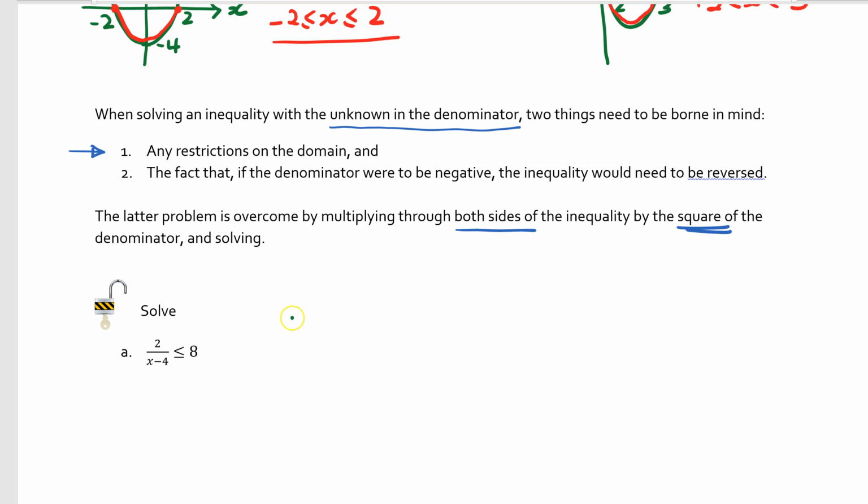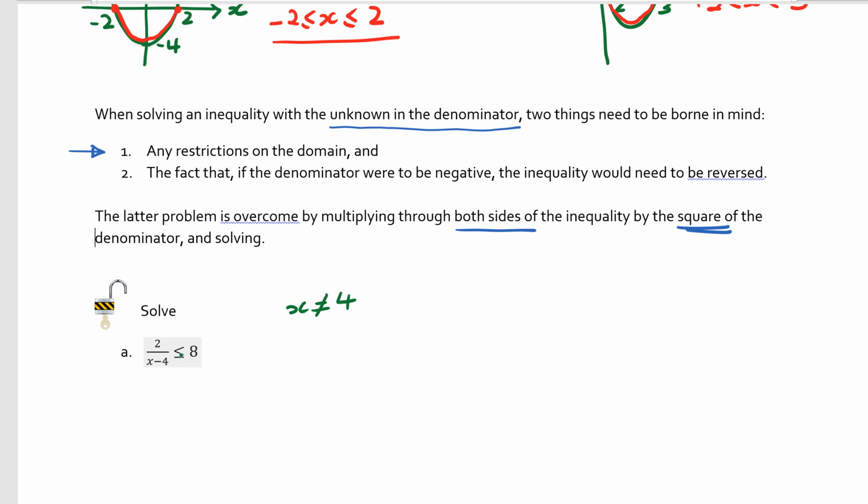So if we look at this example here, we can see that we're not allowed to have x equals 4 because we'd be dividing by 0. And this x minus 4, depending on the value of x, could be a positive or a negative number. So if it was a positive and we multiplied it across, no worries, the inequality stays the same. But if the value of x made the bottom a negative and we multiplied it across, the inequality would have to change. Now we've got a couple of options.